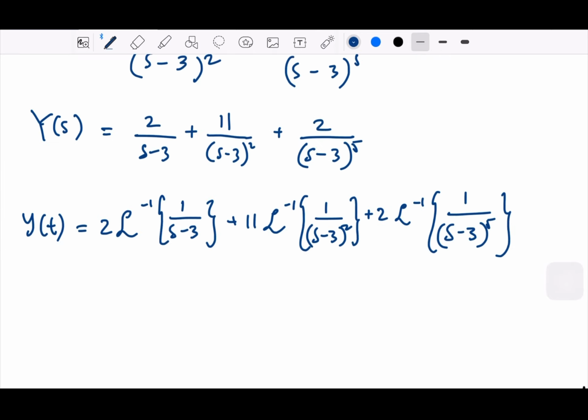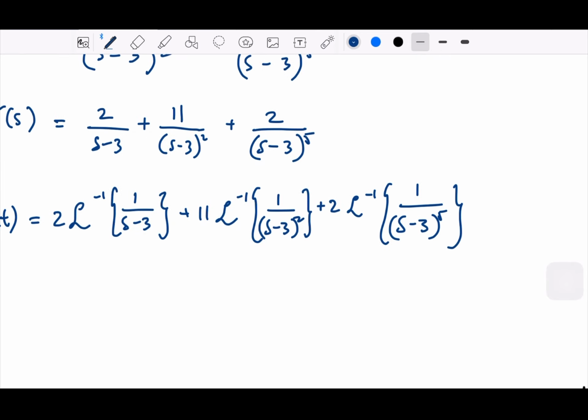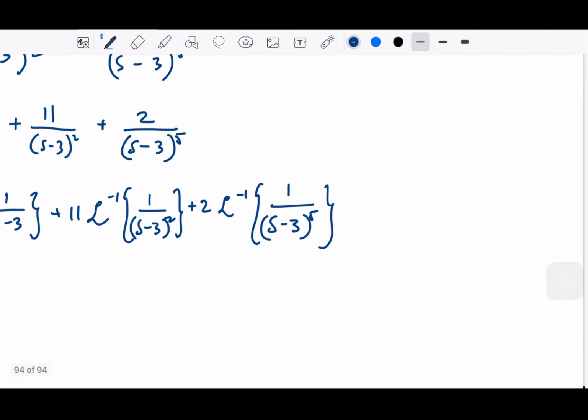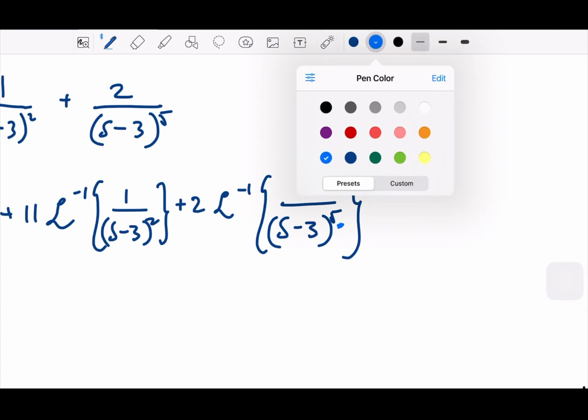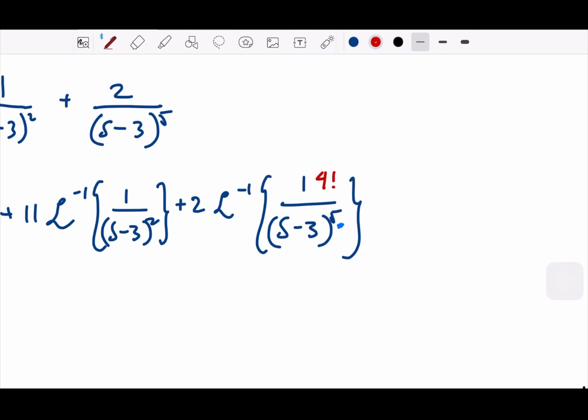Now for the first two, the Laplace inverse is no problem. We can do it directly. But for this s minus 3 with power of 5, remember when we have this 5, the power in the numerator should be n minus 1 factorial. So 5 minus 1 factorial, so we should have 4 factorial. So we need to divide this by 4 factorial.